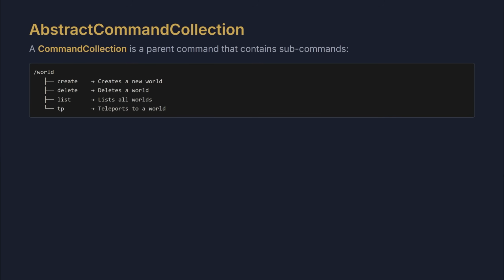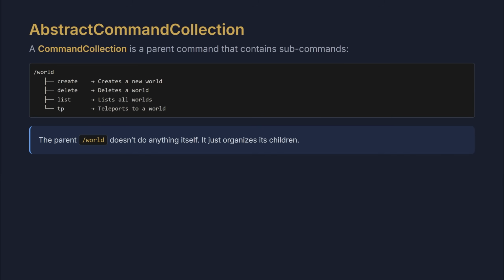A command collection is a parent command that contains subcommands. For example, we have /world, which is our parent command, and it contains subcommands like create, delete, list, or teleport. The parent /world doesn't do anything itself, it just organizes its children. So let's look at how this works.